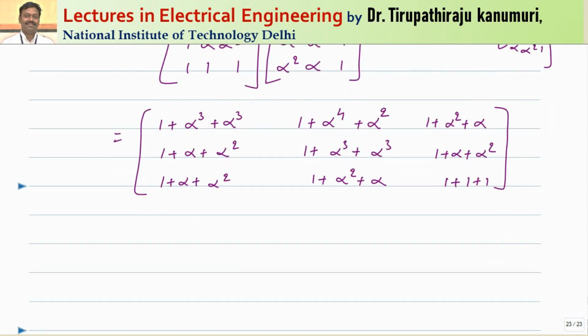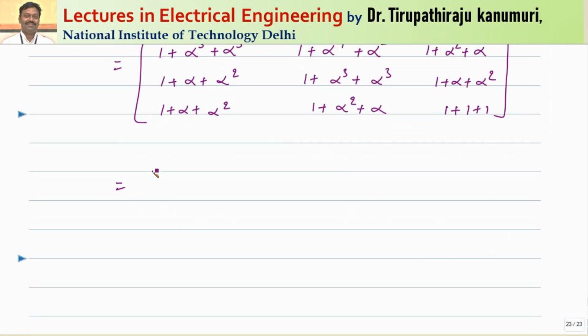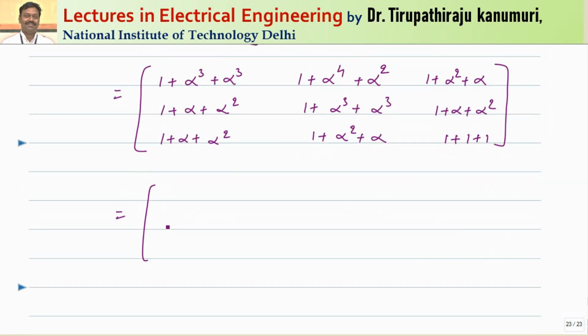So this one we can try to simplify. This will be 1 plus alpha cube plus alpha cube. The value of alpha cube is nothing but equal to 1. So this will be 1 plus 1 plus 1, so this becomes equal to 3.